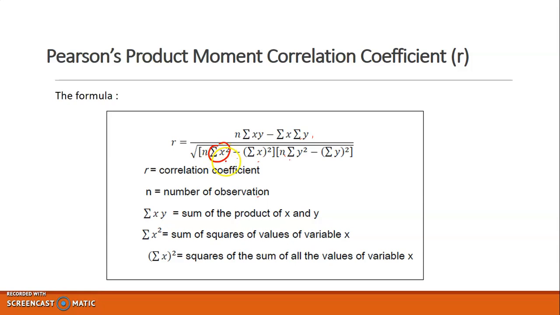One more thing, please be careful when using this formula. Total x square here is not the same as this. Total x square means the total of x square, the total of squares for every value of x. But this one, total x square, means the total x value. Let's say the total x is 100. So you square the value 100. So please be careful, especially with this part here.